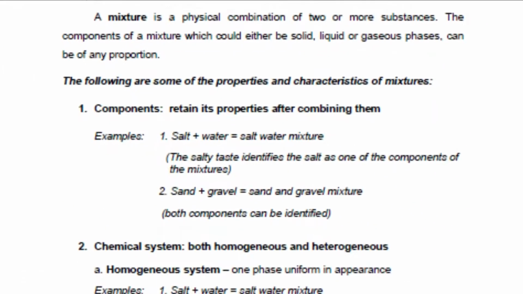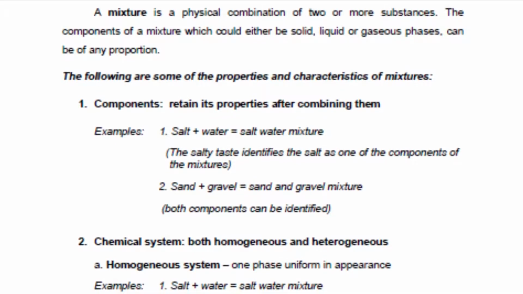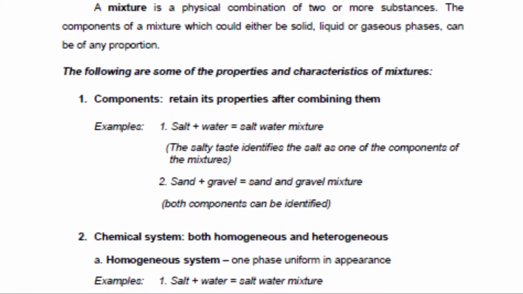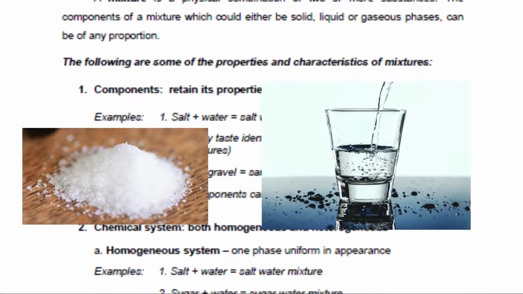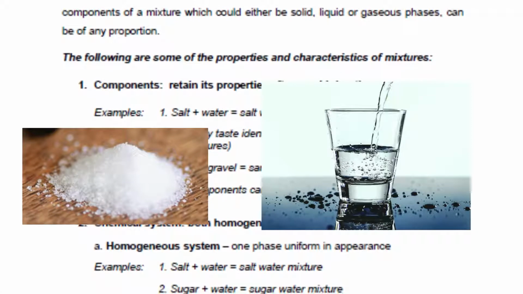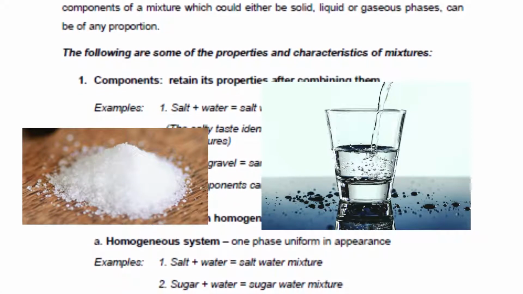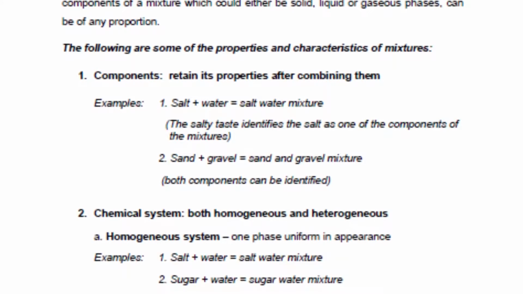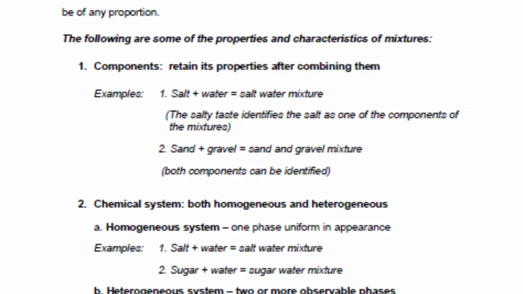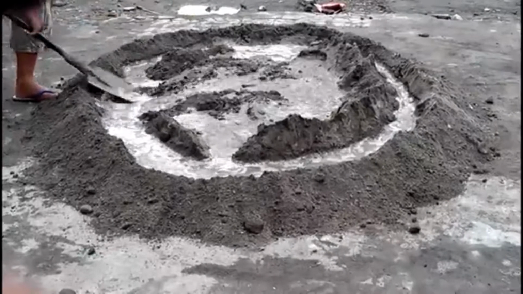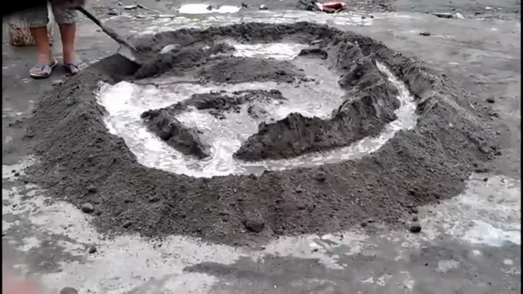The following are some of the properties and characteristics of mixtures. Number 1, components. They retain their properties after combining them. For example, salt plus water equals salt-water mixture. The salty taste identifies the salt as one of the components of the mixture. Another is sand plus gravel. Sand and gravel mixture. So both components can be identified.